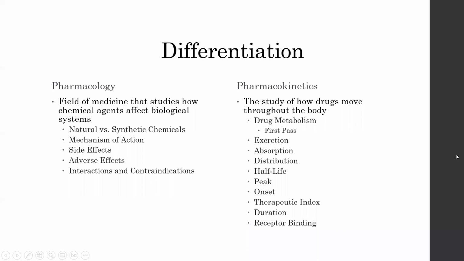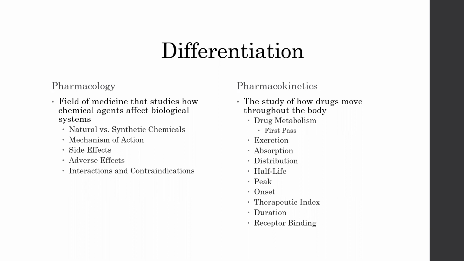To start off, what's the difference? Pharmacology is the field of medicine that studies how chemical agents affect biological systems. Different things that we think about with pharmacology is whether it's a natural or synthetic chemical, the mechanism of action, side effects, adverse effects, interactions, and contraindications of medications.